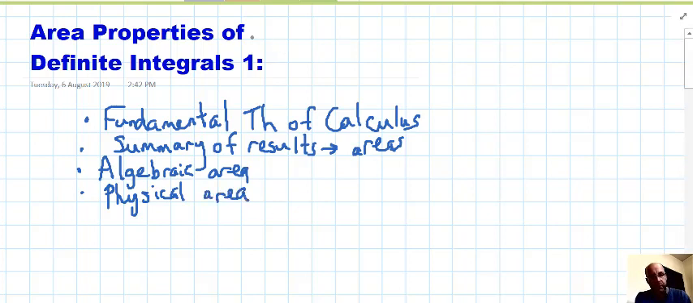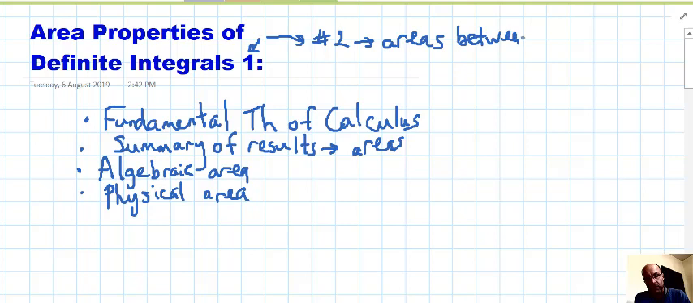There will be a video number 2 which will look at things such as areas between two curves and areas bounded by lines and curves. That will come after this video.